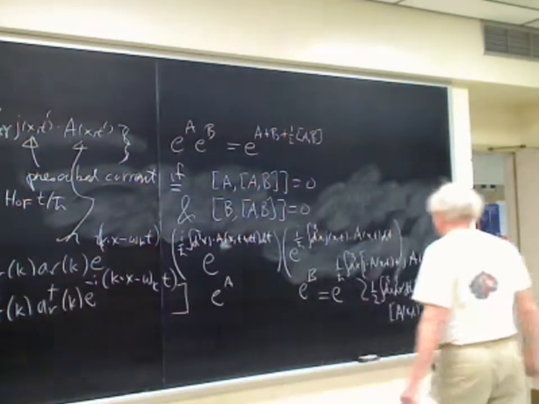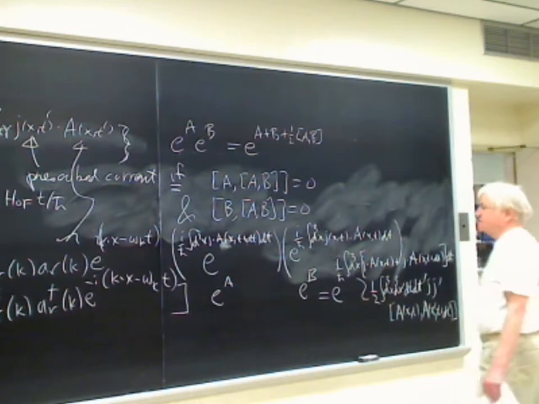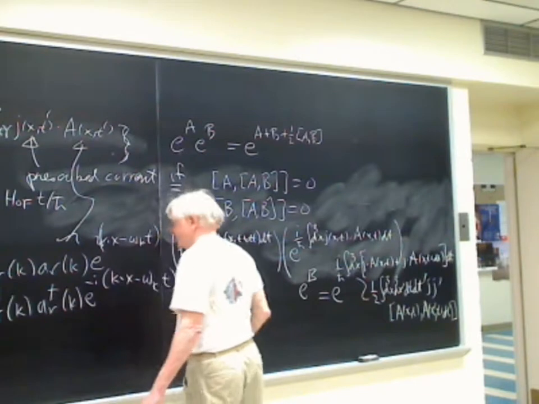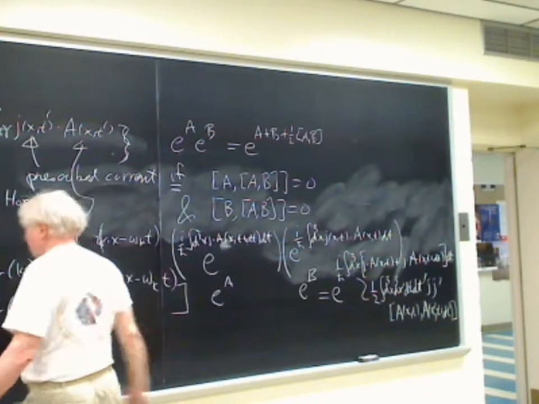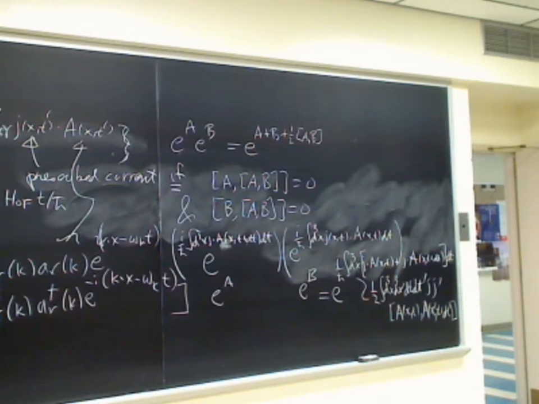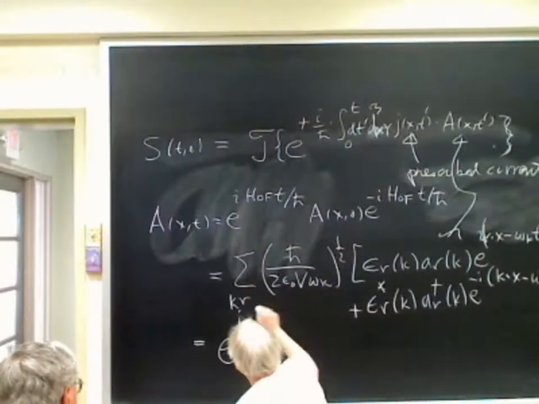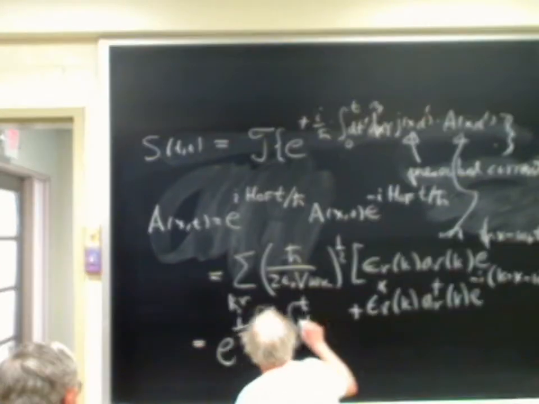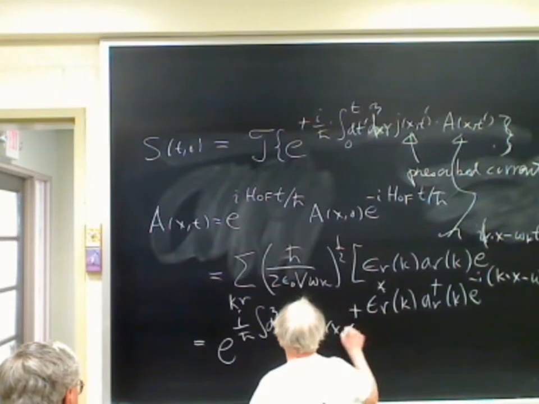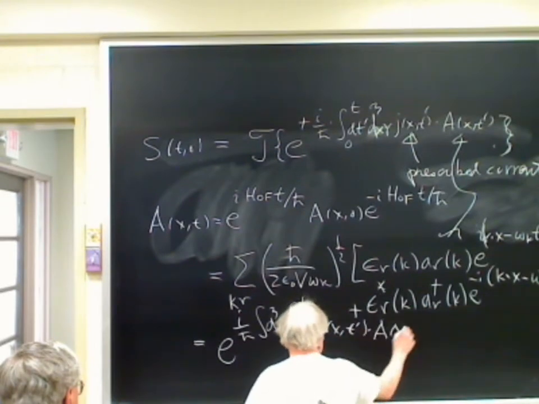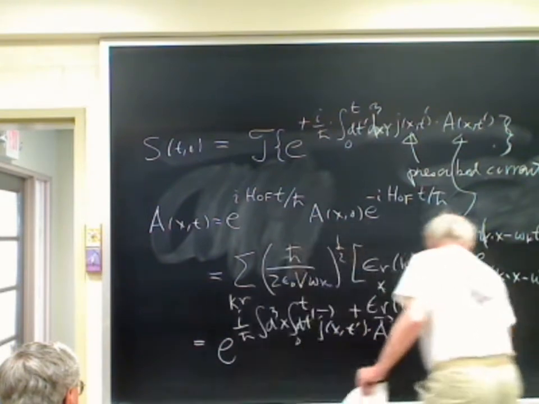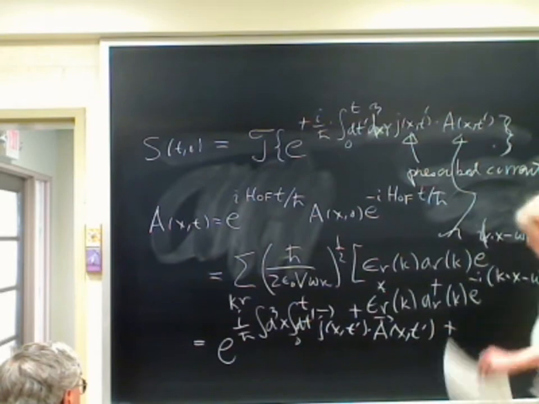So in other words, the upshot is that this whole integral here can be written as, well, I'm going to try to write it here so I don't have to kneel down to do it. It can be written as e to the i over h bar integral d cubed x integral 0 to t dt prime j of x and t prime dot A of x and t prime plus a phase factor, i phi.